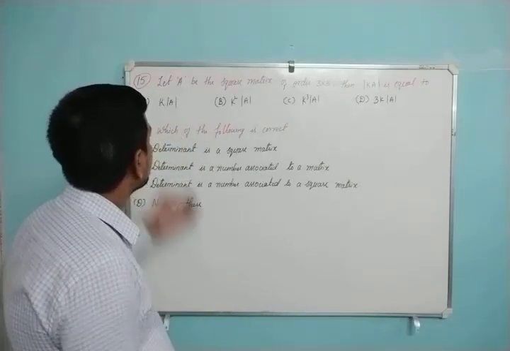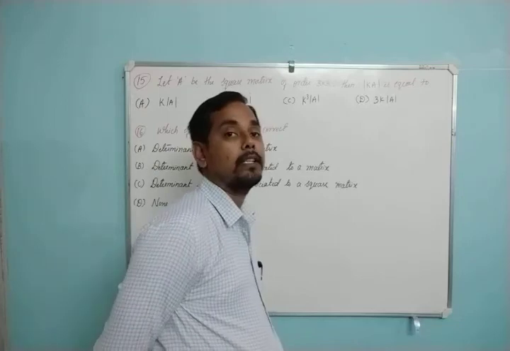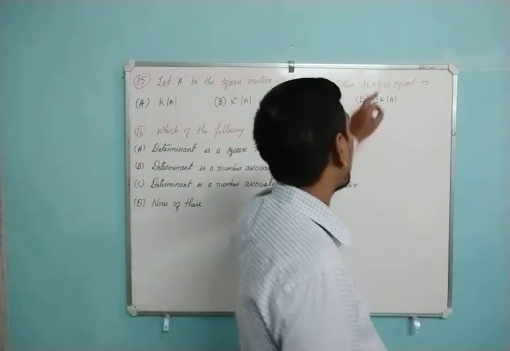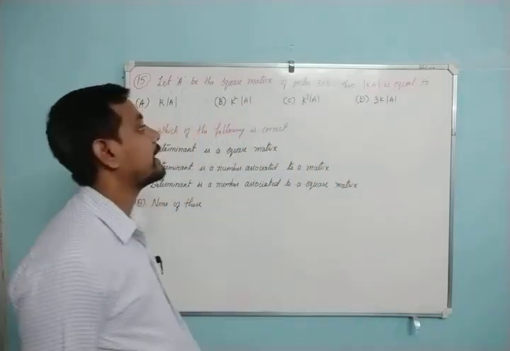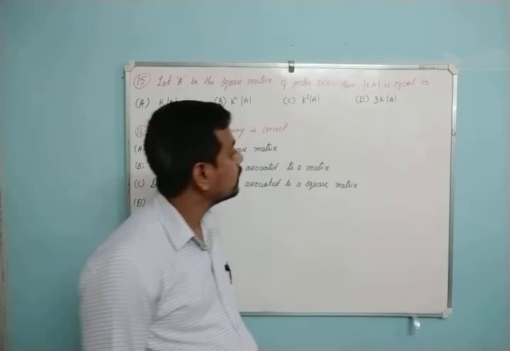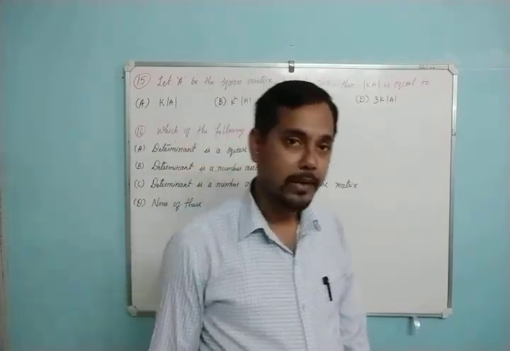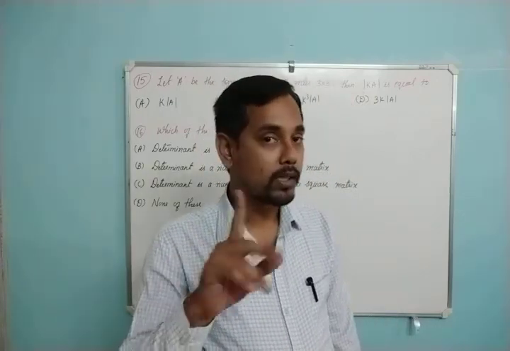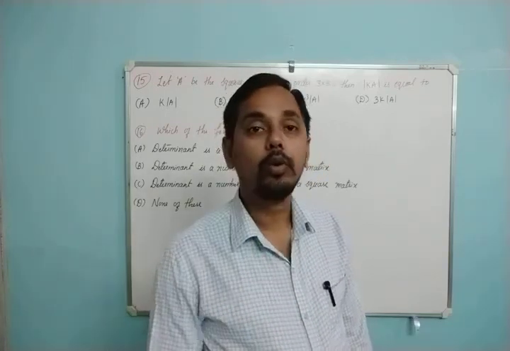Okay. So what is given here? Let A be the square matrix of order 3 cross 3. So A is a square matrix of order 3 cross 3. Then what is the determinant of K into A equal to? First, what they have given, A is given as a 3 cross 3 matrix. So what will be the determinant of K into A? They have not asked you the determinant of A. They have asked you the determinant of K into A.